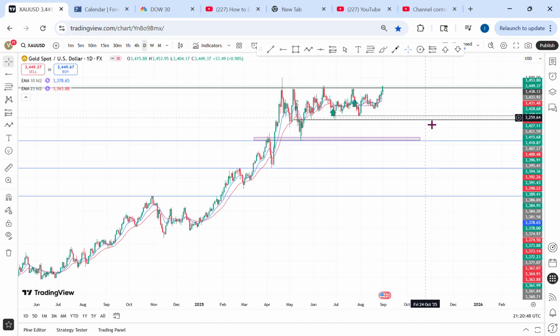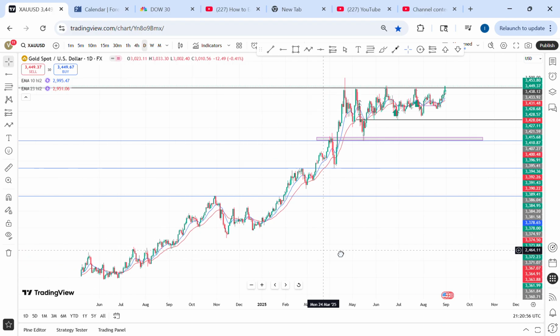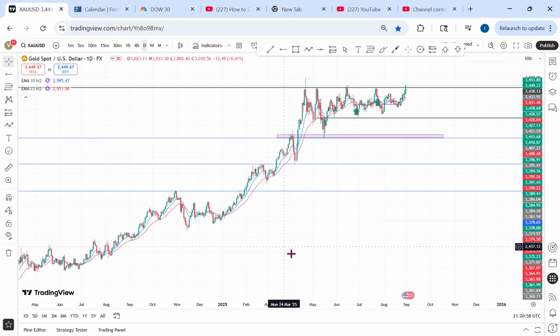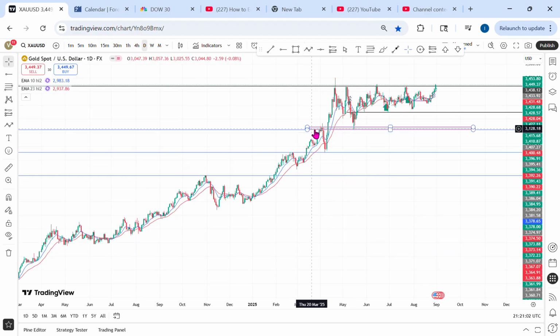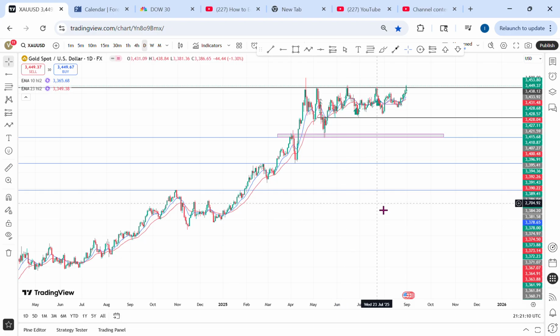This is on the daily time frame, guys. On gold, we are bullish and we'll still be looking for a buy position on gold. The chart is very clear on gold. We are on an uptrend. Market took out this high, came back and retested it, came back, retested it again, and kept pushing up on the daily time frame.